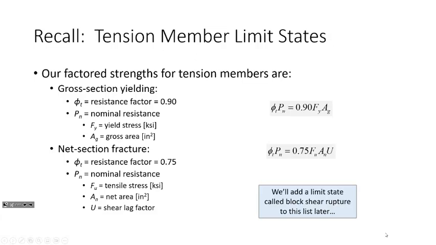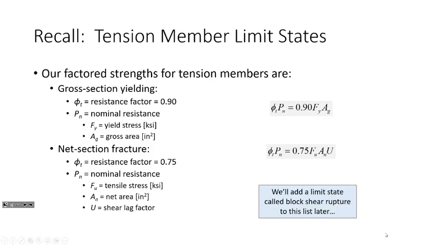We are going to add a third one here in about a week or so on block shear, but we'll get to that one here in a bit. That equation is a little hairier, but the process is pretty simple. So for example, for gross section yielding, the nominal resistance is Fy times Ag. The resistance factor is 0.9. So the factored resistance according to gross section yielding is 0.9 Fy Ag. Fy being the yield stress and Ag being the gross area.